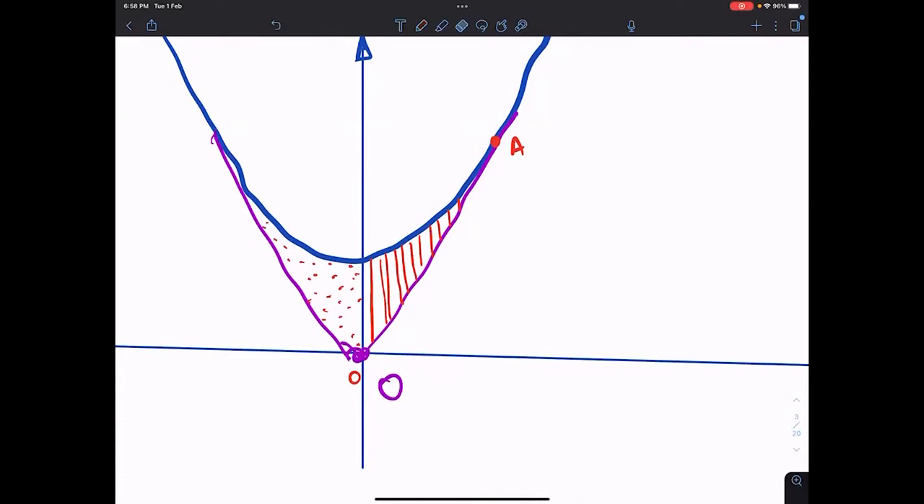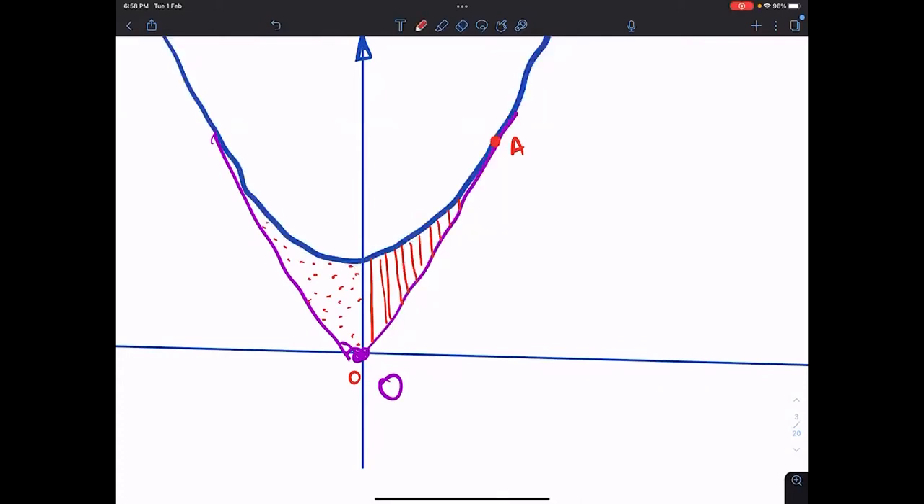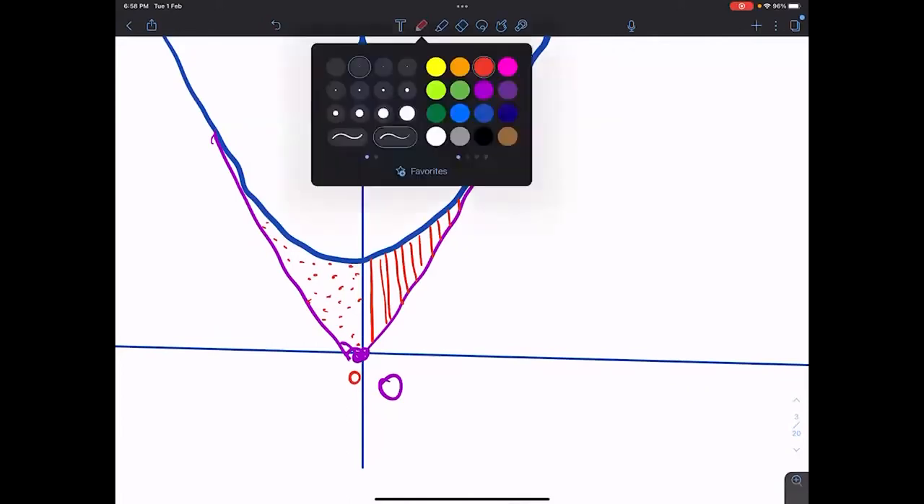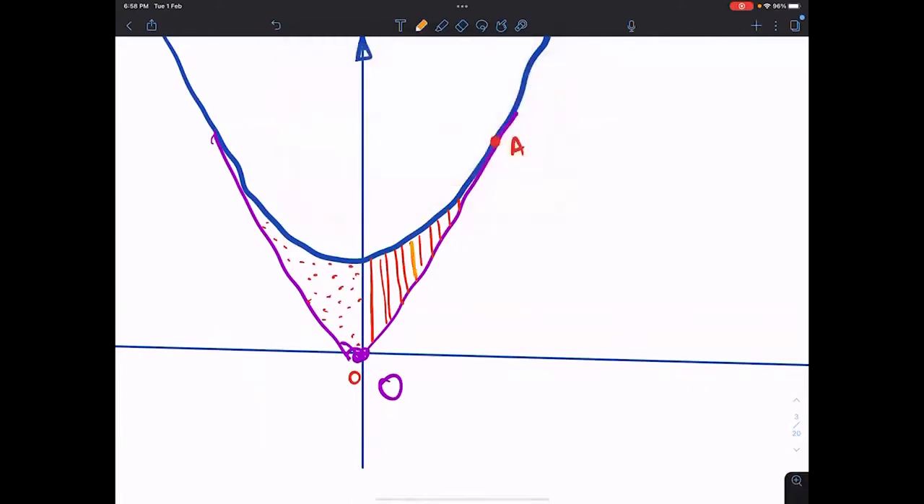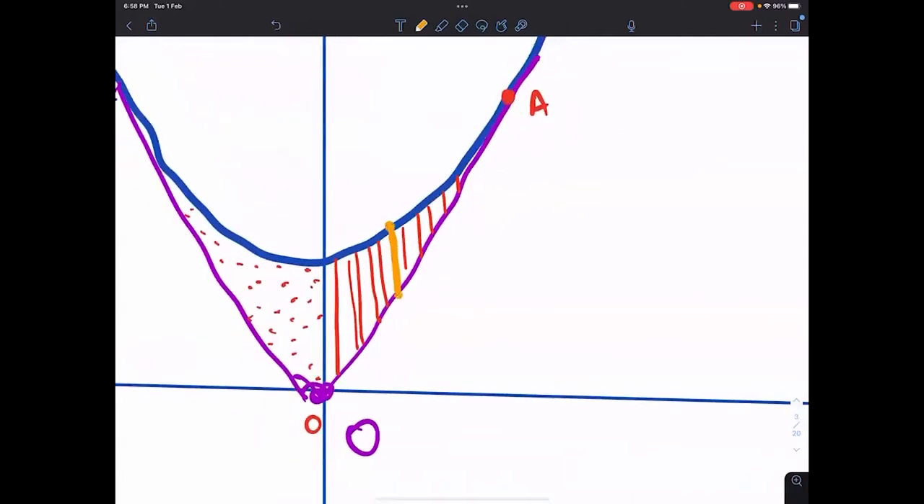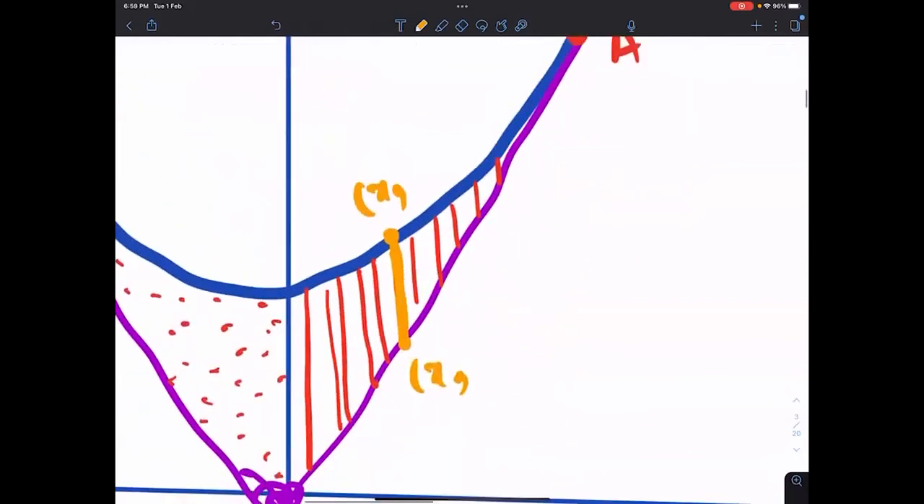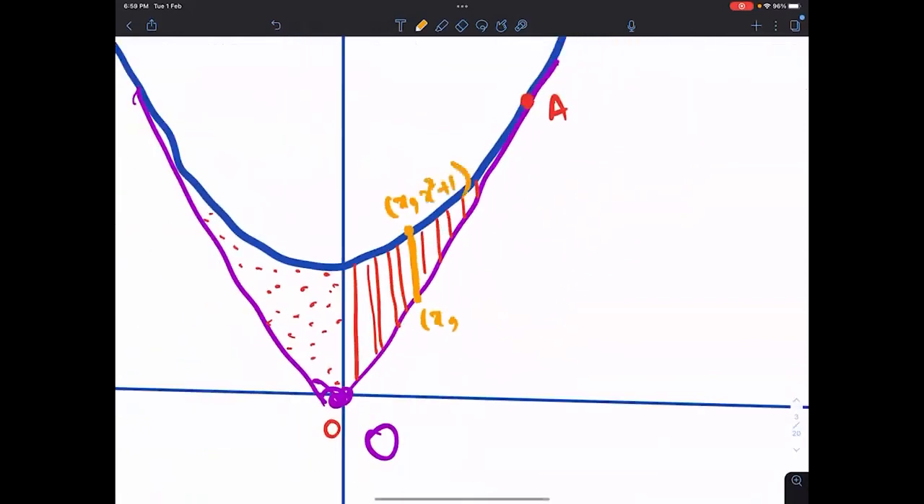For that, you will take a strip. Let us use a different color. One particular strip. You will write the above point and below point. Both will have the same x coordinate. You will write x comma y coordinate. What is the y coordinate of the blue color curve? x square plus 1. So you will write x square plus 1. Now the below curve is a line. We don't know what that line equation is. If you know the line equation, then only you can write y in terms of x.